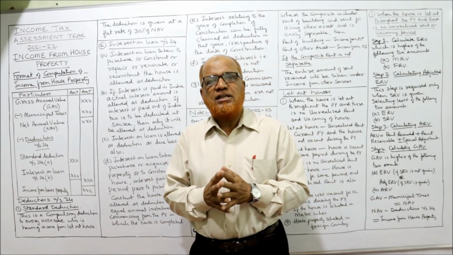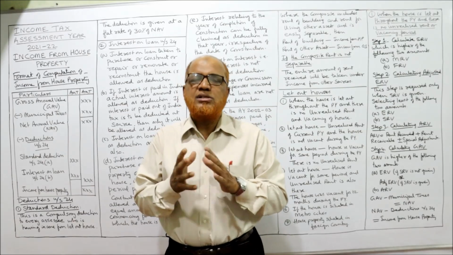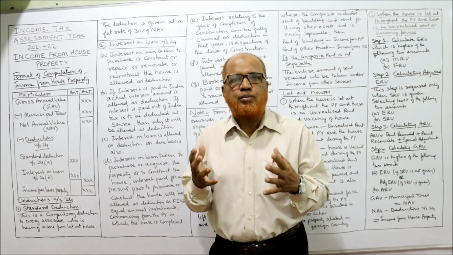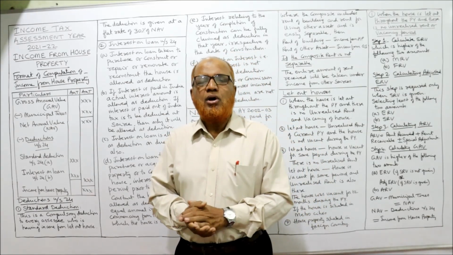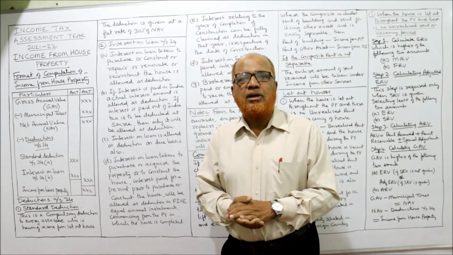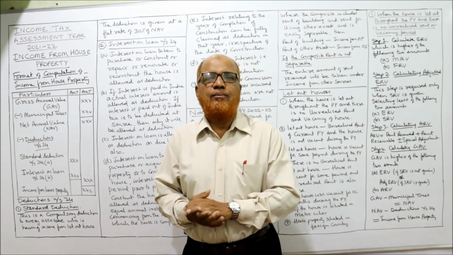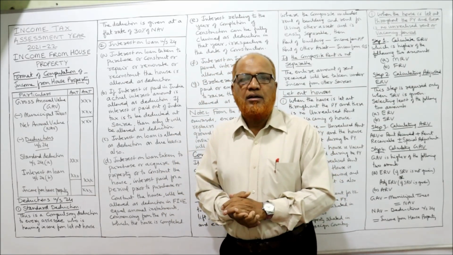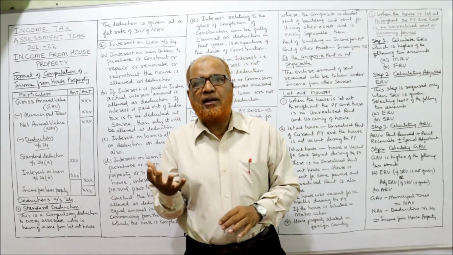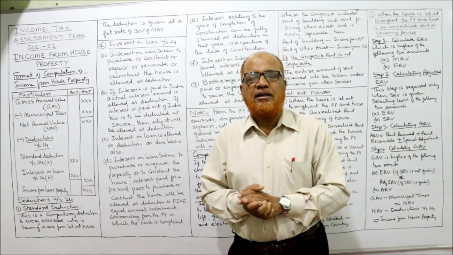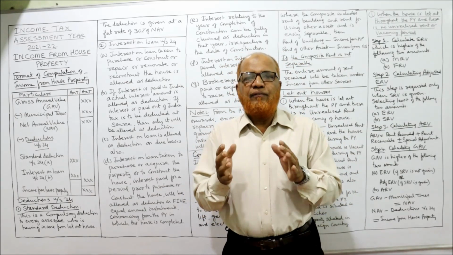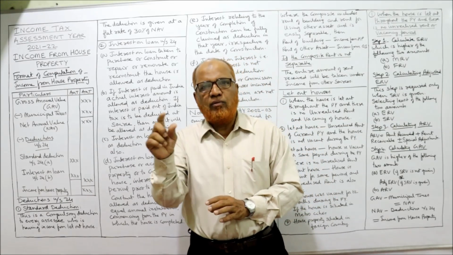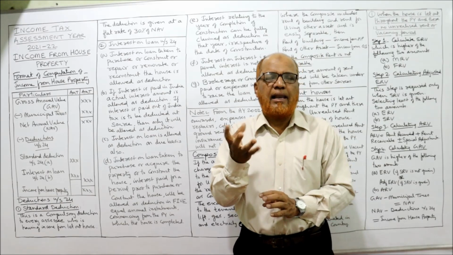I have explained in detail regarding the different uses of the property. First, an assessee can use the house property for his own residential purpose, or use it for running his own business or profession, or let out the property. There are three uses. If he lets out the property, he will get rent, and that is taxable under income from house property. If he uses the property for his own residential purpose, the annual value will be nil, and only a few deductions are allowed.